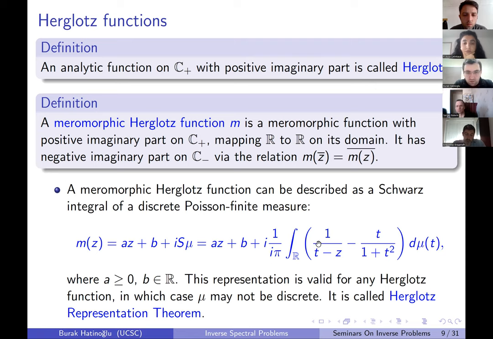And so this is the representation we have. Actually, this representation is valid even if we don't have a meromorphic Herglotz function, but just a Herglotz function. What happens is this time, the measure may not be discrete. This is the change, but in our setting, since the Weyl M function will be a meromorphic Herglotz function, this measure will always be discrete. So simply for this integral, we will have just an infinite sum. And this representation is also called the Herglotz representation theorem.